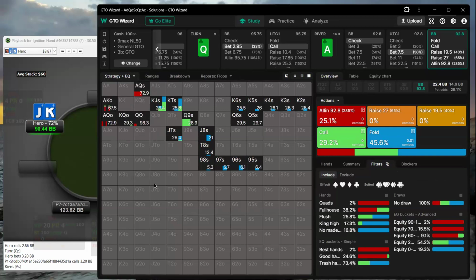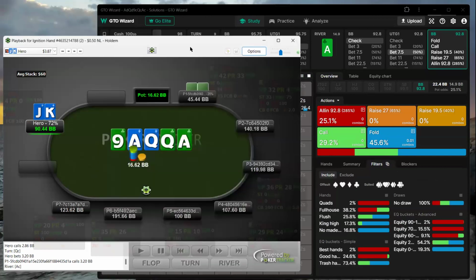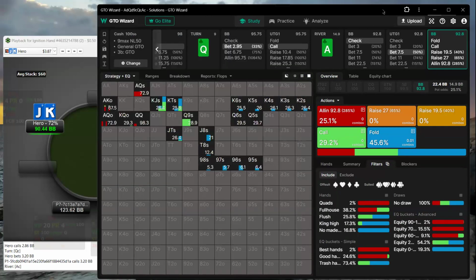Is that the rationale for why we hero call king high here? I didn't hear the end of your question. Is the rationale for why we get to hero call king high here that of card removal? So we're removing because of the double paired board, queen pairs and ace pairs.